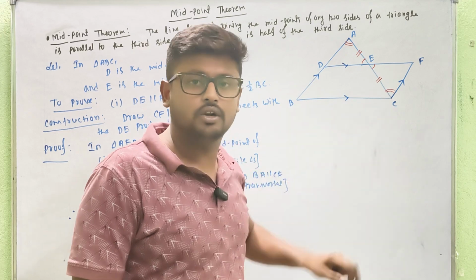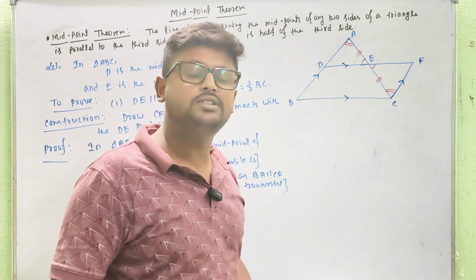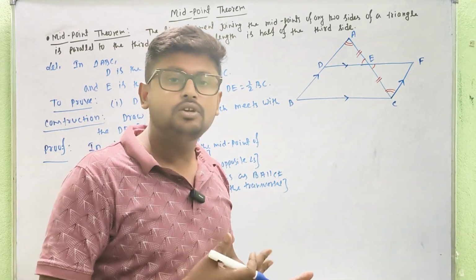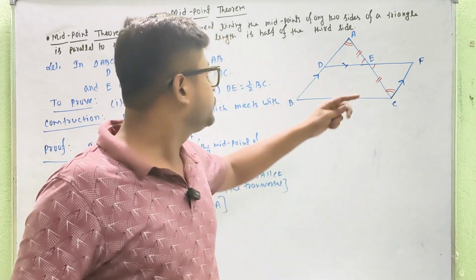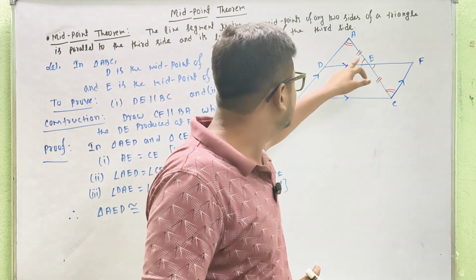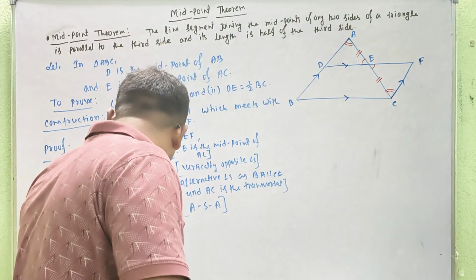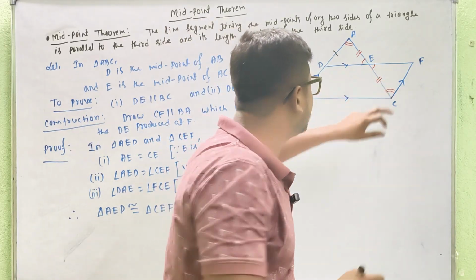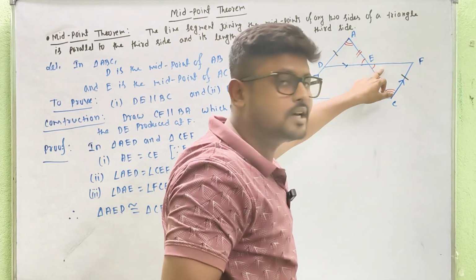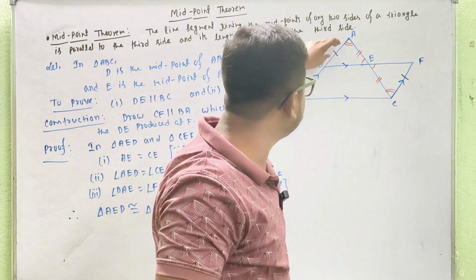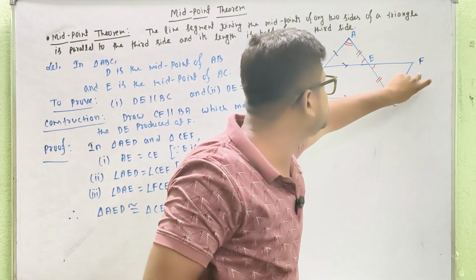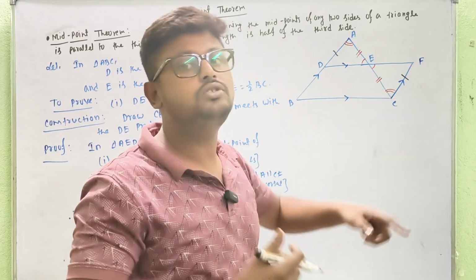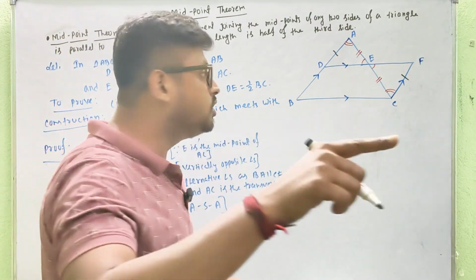Since these two triangles are congruent, their corresponding parts are also equal. What are the corresponding parts? The sides opposite to the equal angles, or the angles opposite to the equal sides, are called corresponding parts. We see that these two angles are equal. So the side opposite to this angle is this side, and the side opposite to this angle is this side. Since these two angles are equal, these two sides will also be equal by the property that corresponding parts of congruent triangles are also equal.